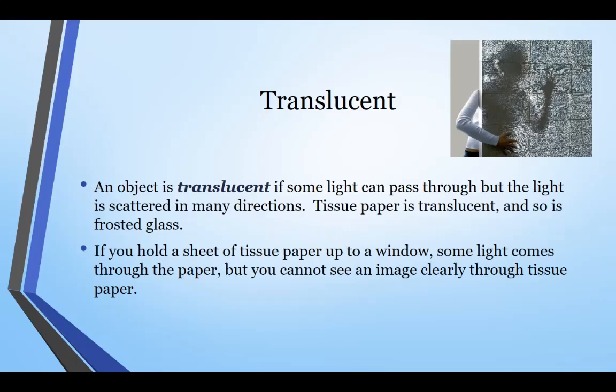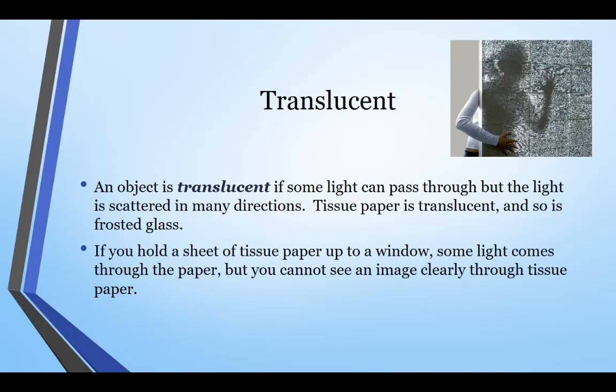An object is translucent if some light can pass through it, but the light gets scattered in different directions. Tissue paper is translucent, and so is frosted glass. If you hold a sheet of tissue paper up to the light, some light comes through the paper, but you cannot clearly see the image through to the other side. Most of the things we think of as being transparent are not truly transparent, but in actuality are close to transparent with some amount of translucency.